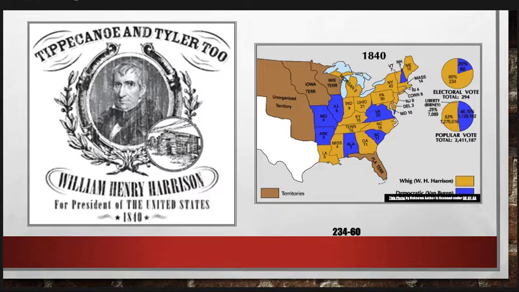Think of all the enemies that Henry Clay has. Andrew Jackson probably would kill him in a duel if he could. He's got lots of enemies. Where old Tippecanoe was issueless and enemyless. Nobody really knows what he thinks. So, Tippecanoe and Tyler too. What's the Tyler too part?